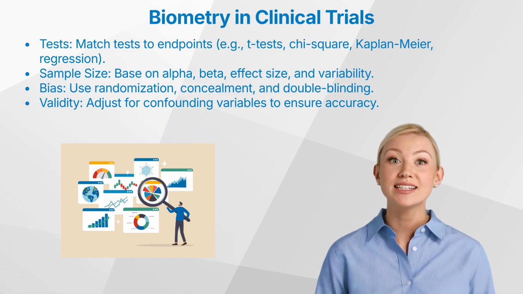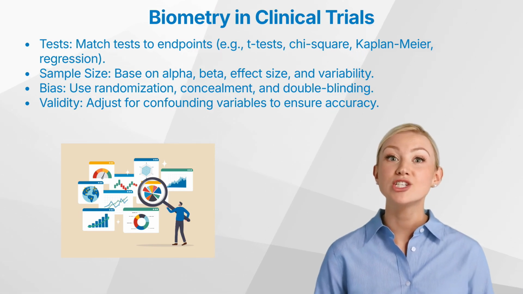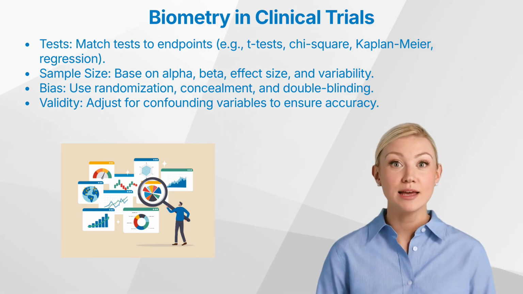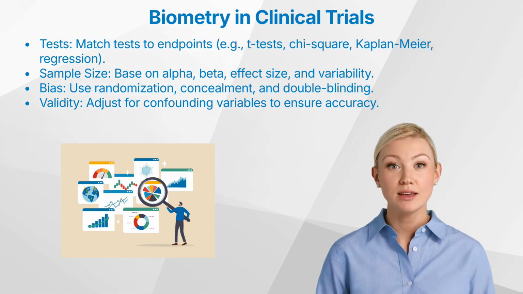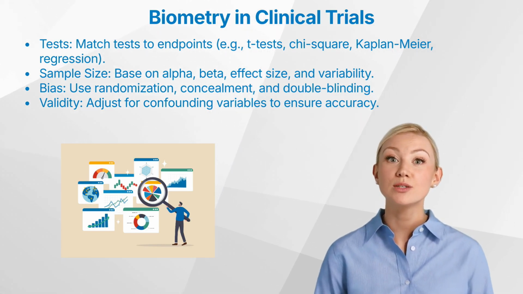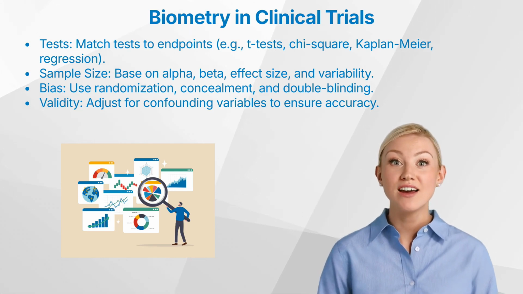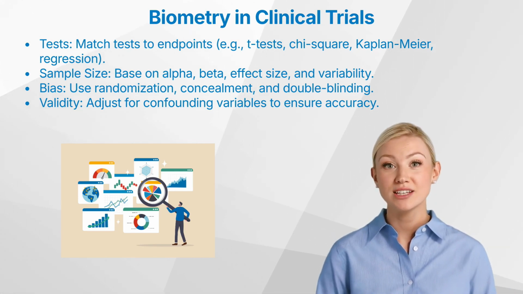To address bias and ensure validity, robust randomization methods and allocation concealment are critical. Double-blind strategies protect investigators and participants from knowing treatment assignments, reducing bias. Statistical adjustments, such as multivariable regression or propensity score methods, help account for confounding variables and strengthen causal inferences.